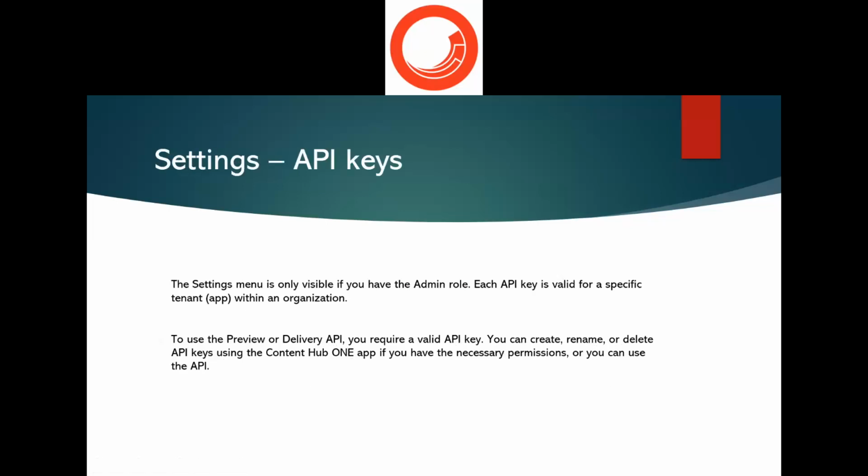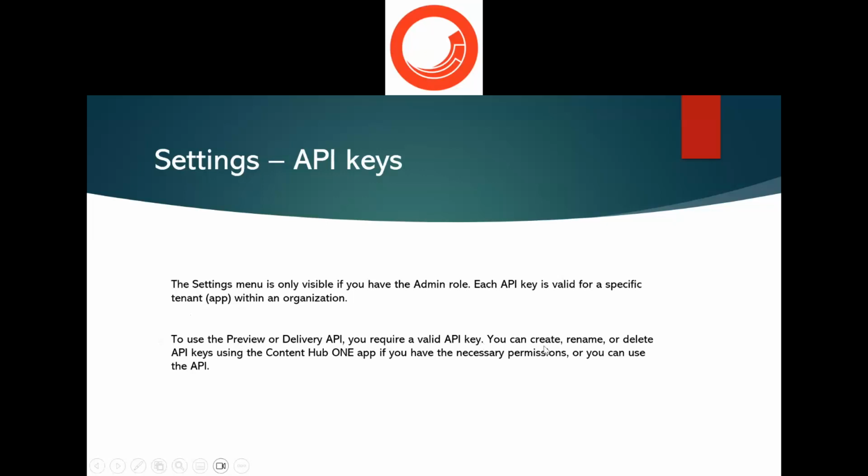Now, what are settings or API keys? Once we navigate to the demo, we will see that the page has a settings section in the menu. This is only visible to the admin role. There are two kinds of roles here: the admin role or app-specific user access, wherein each API key is valid for a specific app. As I said earlier, in one organization we have one tenant. Within that tenant, even though we have thousands of applications, one API key applies specifically to one application. Also, we have two things here: the preview API and the delivery API. You have a valid API key.